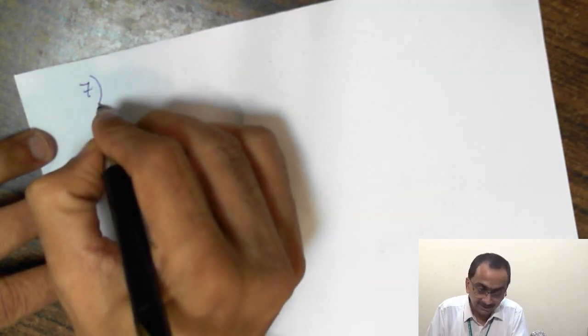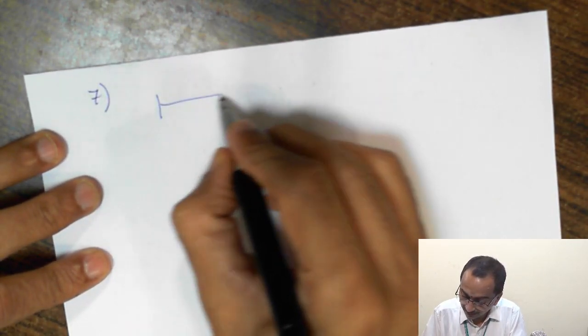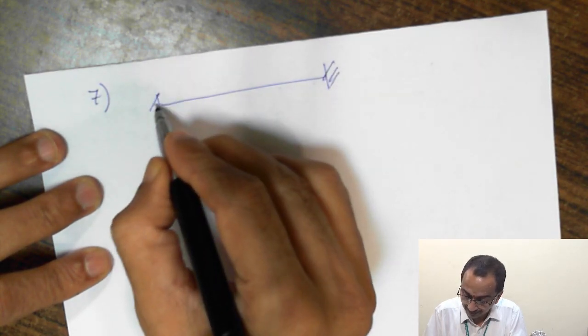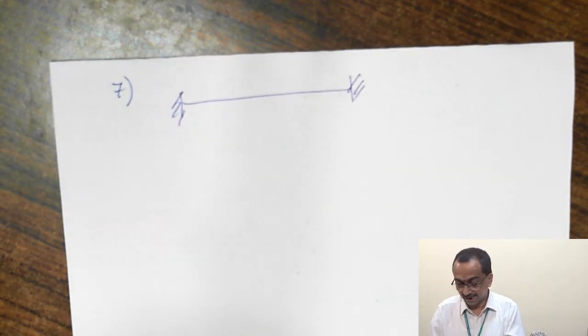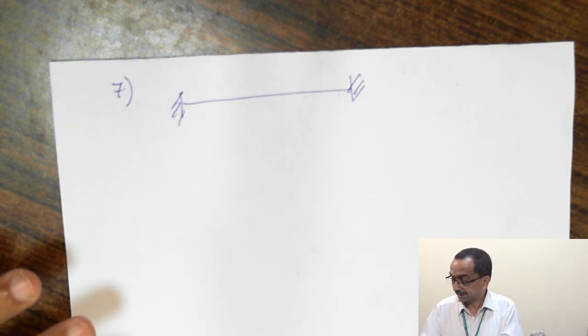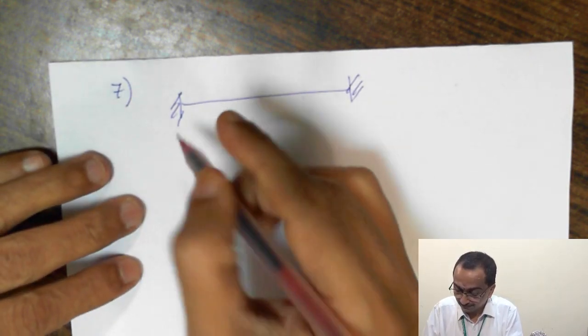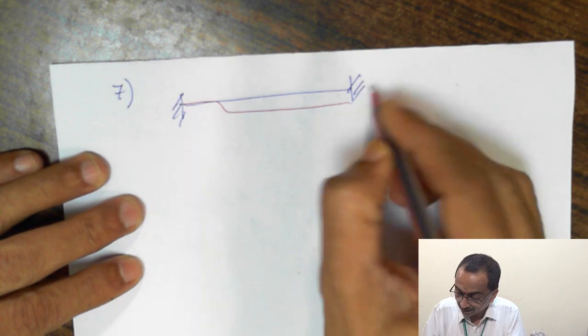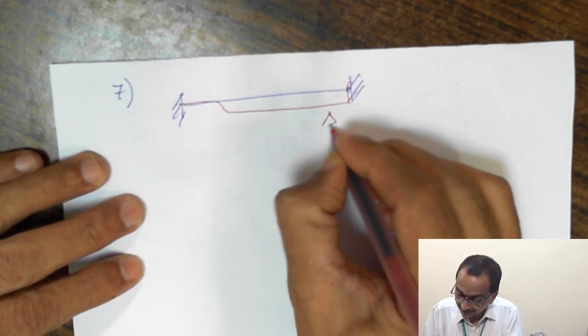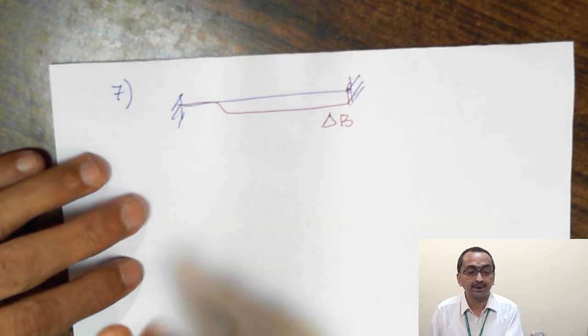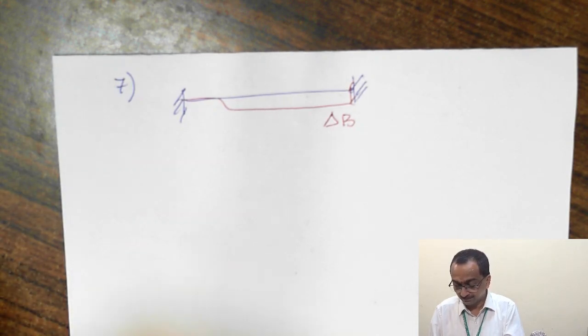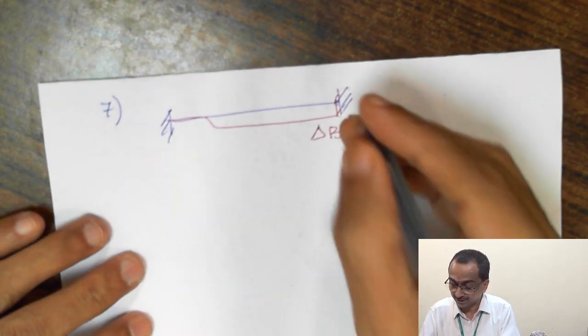Now you must have judged it correct that the seventh case will be what will happen if we provide downward deflection at A and B. There will be 8 cases in all. If we provide downward deflection at A and B, let us say this delta B, we have provided it downwards. Now what will happen? What are the forces that will be required to cause this downward deflection?